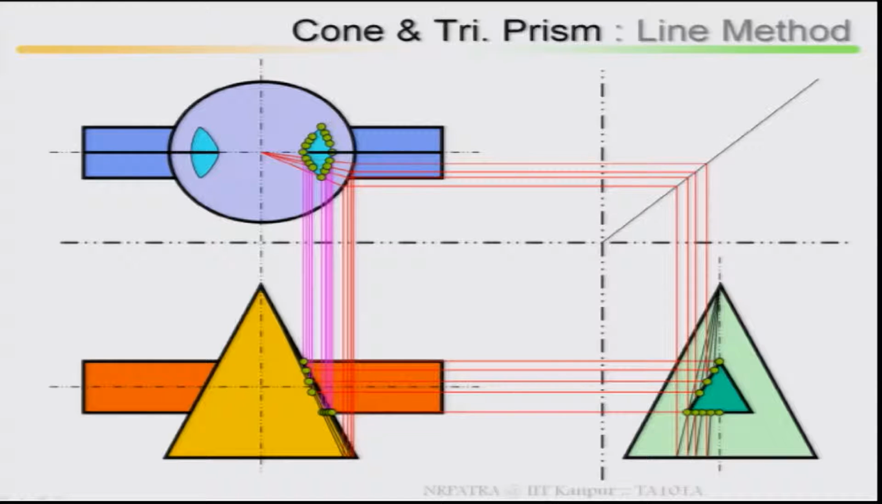This is how you are supposed to get it. The more points you take, the smoother the surface you should get, like this. With fewer points you may get approximately this kind of thing, but with more points you will get a smooth curve here as well as here. So, this is how the surface looks in the interface. In the front view it looks like this, and in the top view it looks like this.